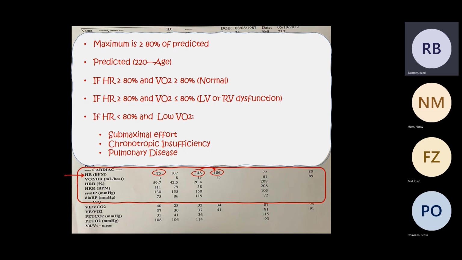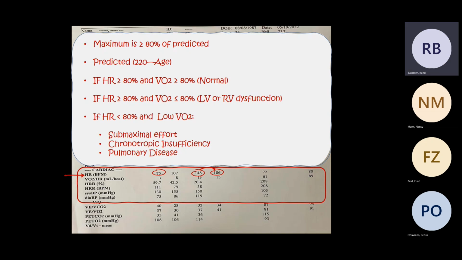And most probably you have LV or RV dysfunction, or maybe there's something else going on, like cardiomyopathy or anything like that. We don't know. If your heart rate is less than 80% of predicted and VO2 as well is low, there are options. The first option is sub-maximum effort. As we mentioned at the beginning, you did not do your maximum effort, that's why you were not able to reach the maximum. Or you have chronotropic insufficiency because of medication or something else. Or you have a pulmonary disease.